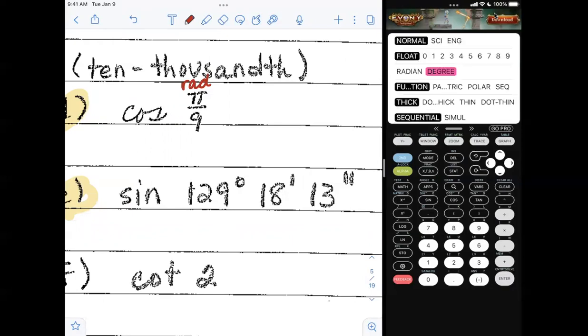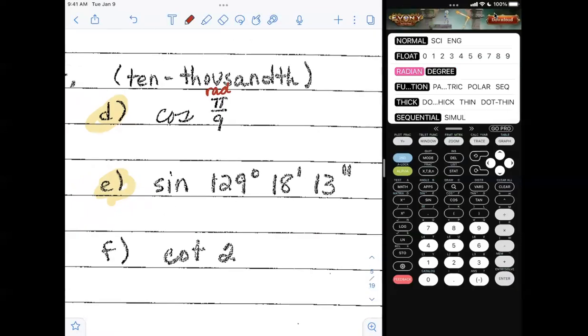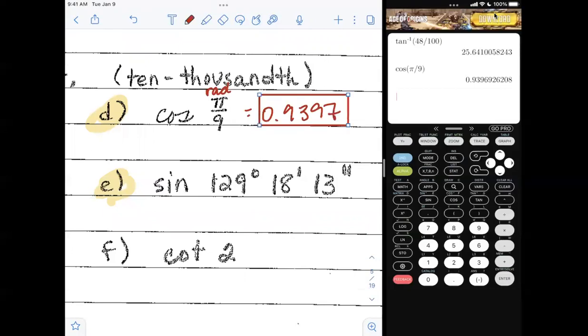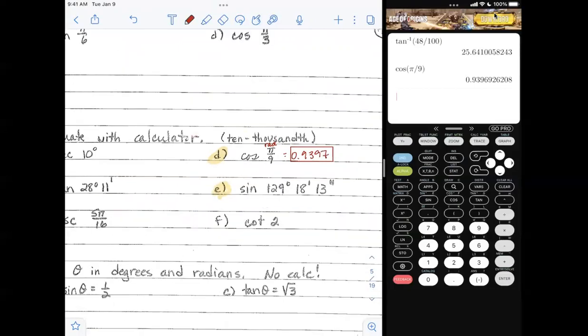So I'm going to go to mode right now, and I want it to be in radians, because for letter D, the first problem I'm going to do here, that's a radian. So I want my calculator to also be in that. Then it's as simple as plugging in exactly what you see. I'm going to press cosine of pi divided by 9, and press enter. On these, let's round to the 10,000th place, which is 4 places after the decimal. So that is 0.9397. That one was a radian, so we were in radians.